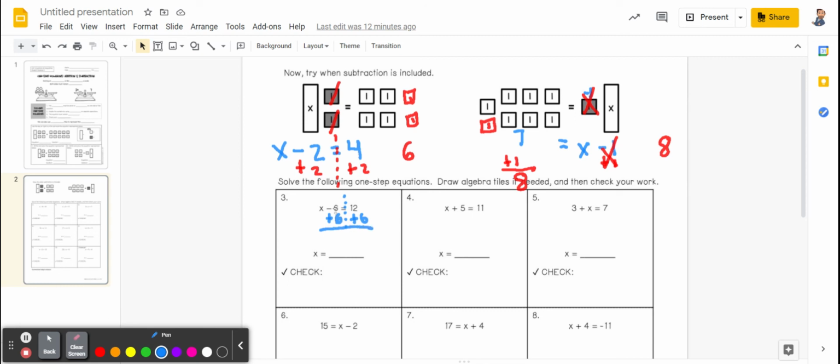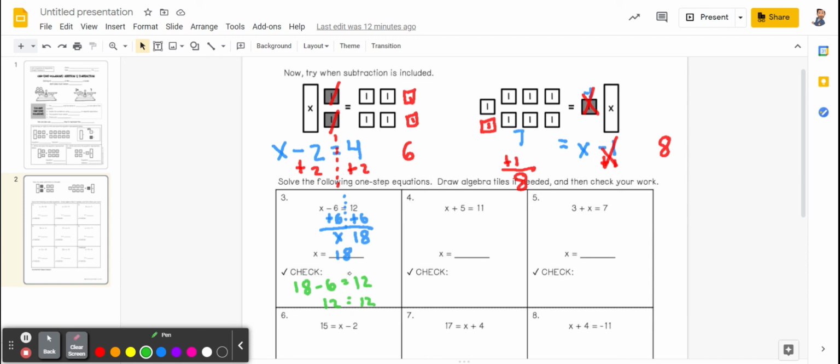Well, if we do that, that equals 0, right? And so all that's left is x. And then x is going to equal 12 plus 6, which is 18. So x equals 18. And let's check it. I'm going to use a different color to check it. So we're going to put in 18 for x. So 18 minus 6 equals 12.